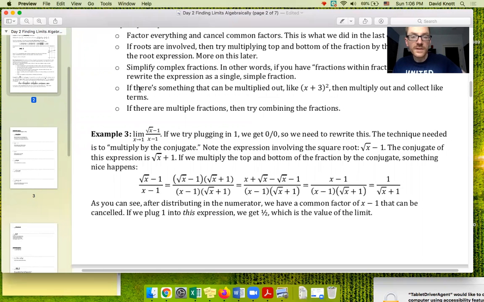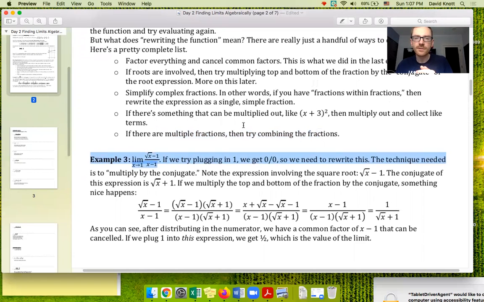If you see something that can be multiplied out, like an x+3 quantity squared, then you should multiply stuff out and collect like terms, right? Like x+3 quantity squared should be rewritten as x+3 times x+3. You should multiply everything out, collect the like terms, and then something nice hopefully will happen. And then finally, if there are multiple fractions, try combining them. I'll show you in a minute.